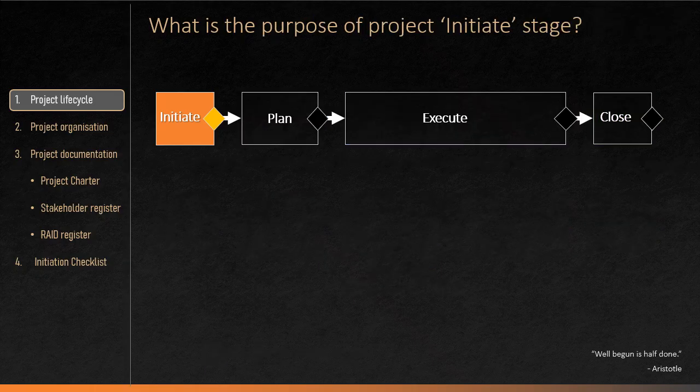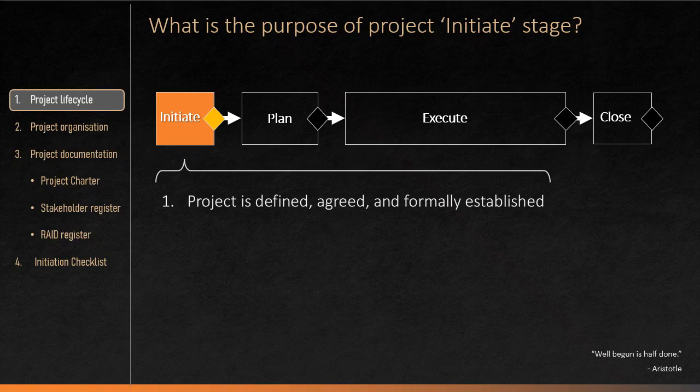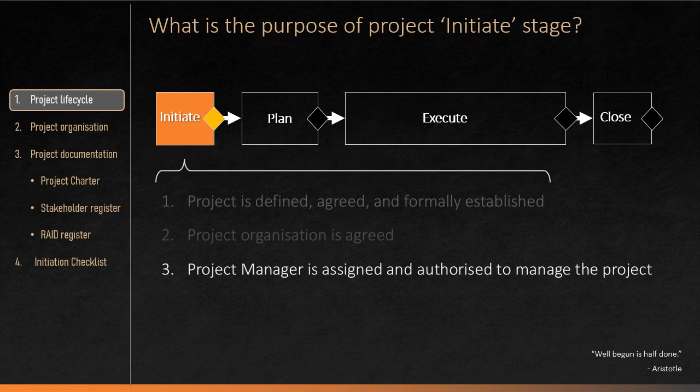The project initiation stage creates the foundation for a successful project, but unfortunately, it is often rushed. Project initiation should achieve three main outcomes. First, projects should be defined, agreed, and formally established. Next, project organization should be agreed. And finally, a project manager should be assigned and authorized to manage the project. Project initiation lays the foundation for project success. When this foundation is weak, problems that surface later are often difficult, time-consuming, and expensive to correct.